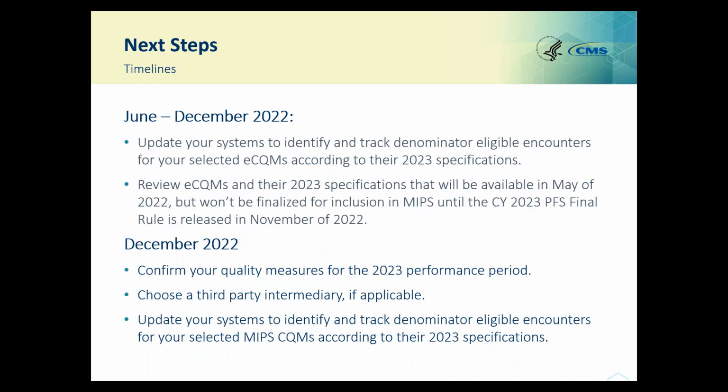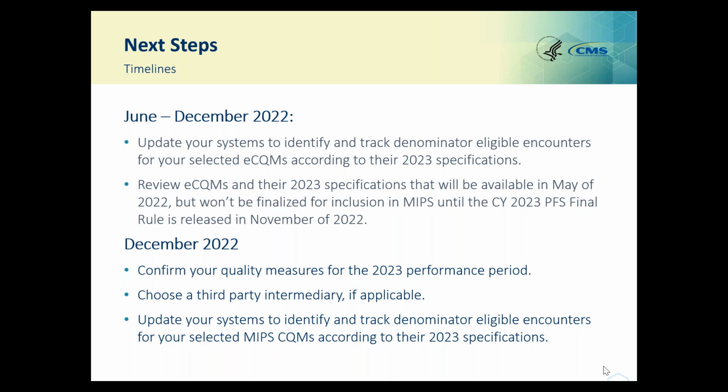Between June and December of 2022, you will do the following if you are planning for ECQM reporting. Update your systems to identify and track denominator eligible encounters for your selected ECQMs according to their 2023 specifications. Review ECQMs and their 2023 specifications that will be available in May of 2022, but won't be finalized for inclusion in MIPS until the calendar year 2023 PFS final rule, which is released in November of 2022. In December of 2022, you will need to do the following. Confirm your quality measures for the 2023 performance period. Choose a third-party intermediary if applicable, and update your systems to identify and track denominator eligible encounters for your selected ECQMs according to their 2023 specifications.